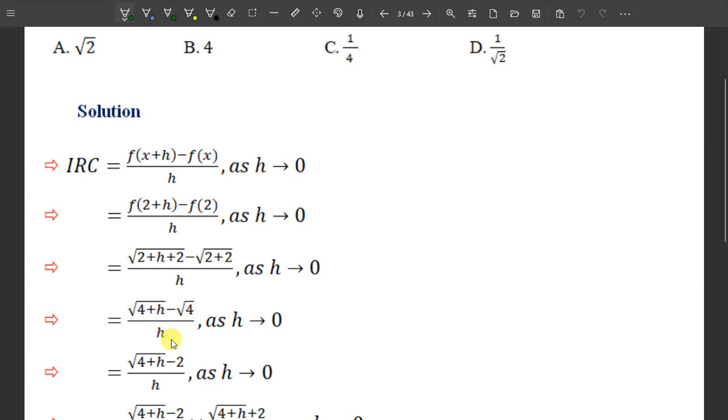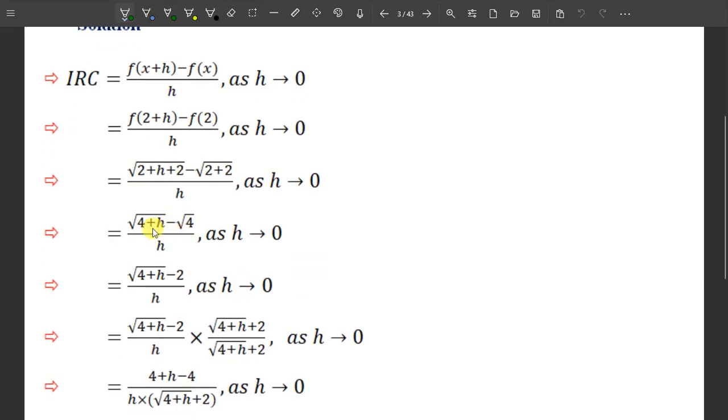In that case, there is no such number in mathematics, which is called 0 over 0, or any number over 0. No number. And therefore, what we have to do is, again, rationalize the numerator in order to cancel h.